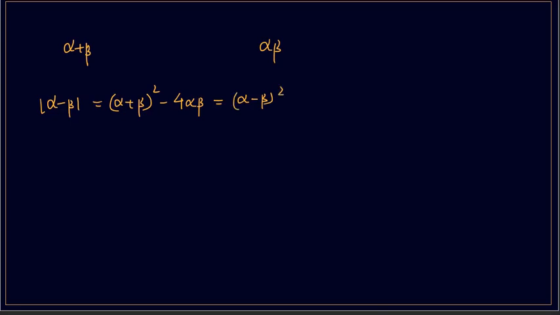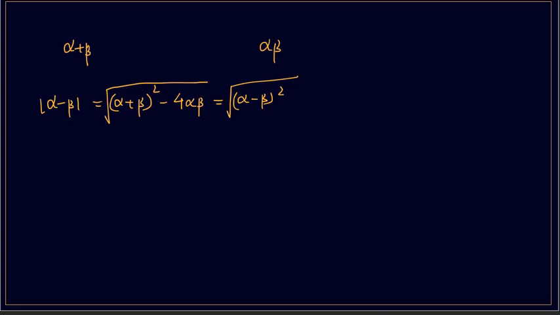There are some important properties related to sum of roots and product of roots. If I want to find the value of alpha minus beta, I will write it as alpha plus beta the whole square minus 4 alpha beta, and that turns out to be alpha minus beta the whole square, which means that if I take the root of this value, you will get mod of alpha minus beta.